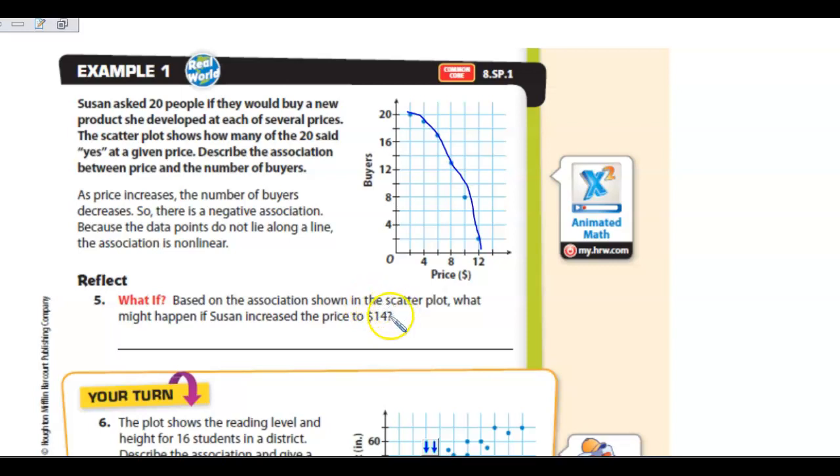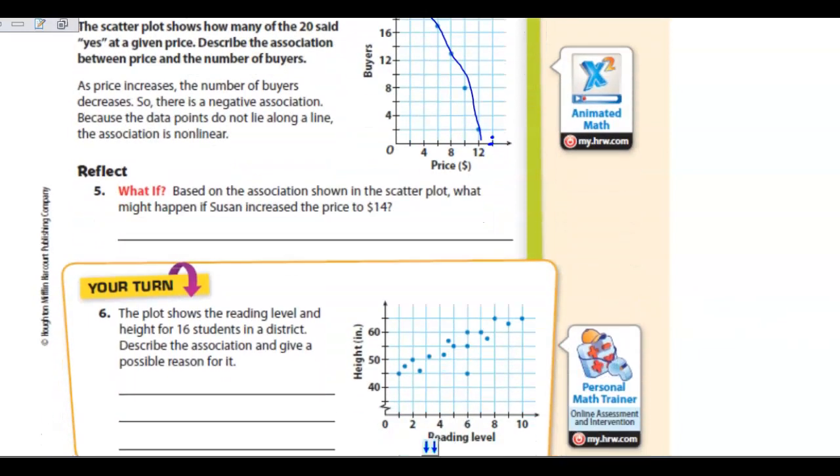Okay? So based on this information, if Susan increased the price to $14, what do you think would happen? If you said it would be either one or no people that would buy it at $14, I believe you're correct, because at $12, only 2 people were interested. Okay?